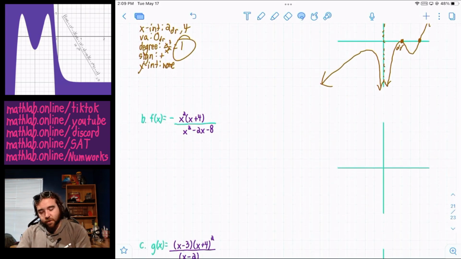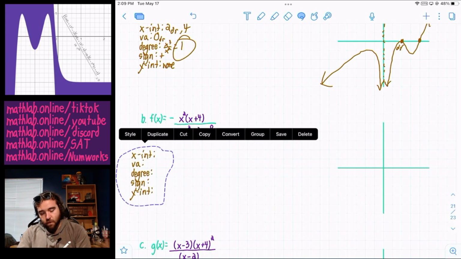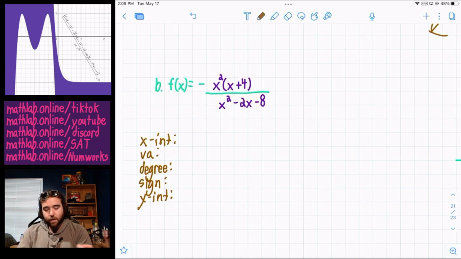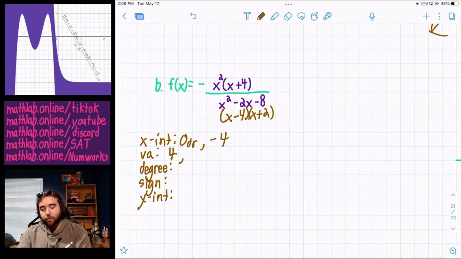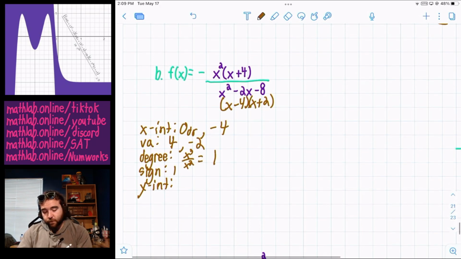Okay, let's put our chart here. So we've got x-intercepts, 0 double root, and -4. We can factor this, x minus 4, x plus 2. So we have a vertical asymptote at 4 and -2. The degree, x cubed over x squared, so that's a degree of 1. It's overall positive, and oh no, it's overall negative. That's sneaky in a different color. It's overall negative.